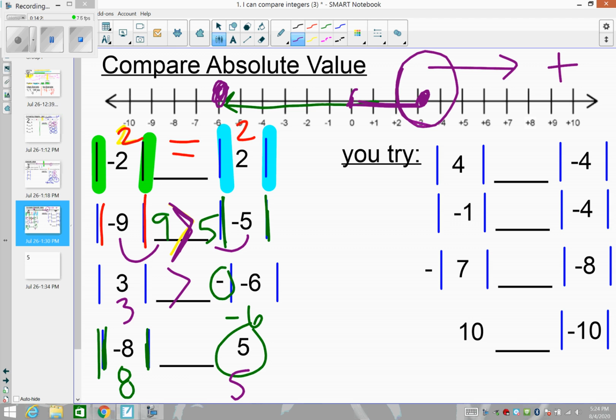Alligator eats the greater amount. You should be saying greater than. That 8 is greater than 5. But make sure we get it out of the absolute value bar before we make that decision.